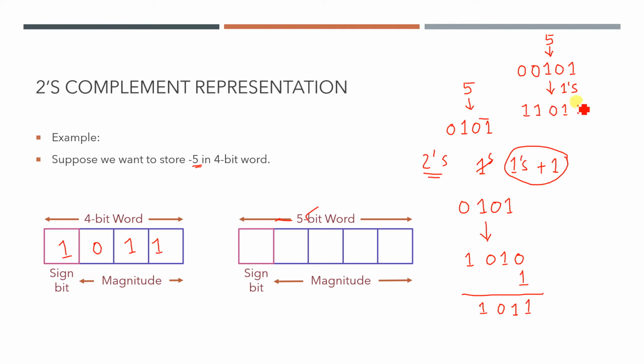Then after making it ones complement, you have to find its twos complement. So twos complement means adding 1 to the ones complement. So I will add 1. So what will I get? I will get 11011. Okay. So the answer will be 11011. Okay. So the sign bit is already 1. That means this is a negative number. So this is how you are going to represent the negative number in twos complement representation.